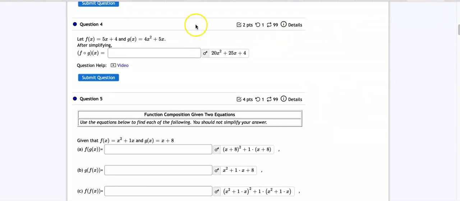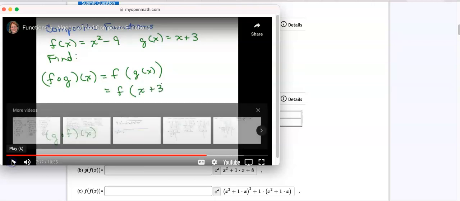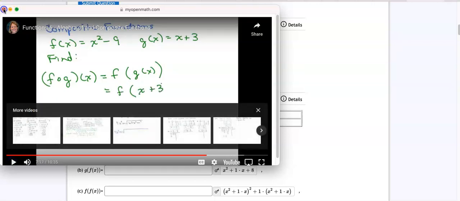Okay, so if you need further help, if you want to see an additional example, you can come over to this video right here, and that will give you an additional example. F of g of x. So remember what that means? You have this little circle. That means f of g of x. Okay, so that means f of, well, what's g of x? G of x is x plus 3. So again, you can watch more of that if you would like.